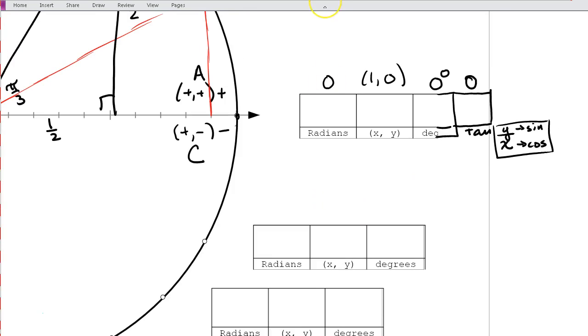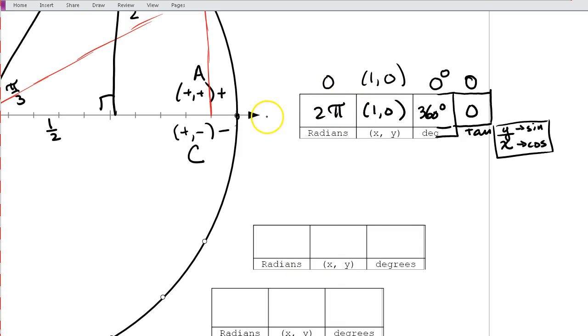If I'm starting at 0 and I go all the way around, I know that's going to be 360 degrees, which I figured out was 2 pi. And again, my coordinates are going to be 1, 0, and the tangent is also going to be 0. So 0 and 2 pi, they're the same place. Remember, that's called coterminal. And if I want to finish filling out the fourth quadrant, let's think about what 2 pi would be in terms of my other angles.